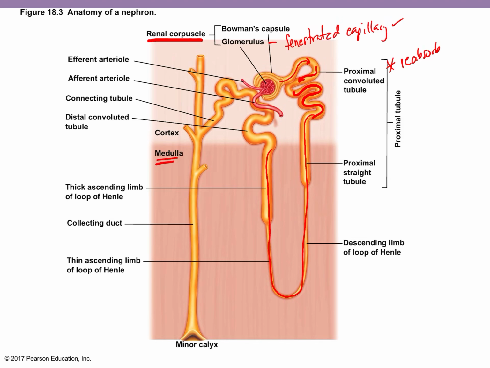That filtrate will then go down the loop of Henle, come back up the ascending limb of the loop of Henle. Keep in mind that loop of Henle is in the medulla of the kidney, and it has a very big role in, again, chapter 19, to help us concentrate our urine. And then there is the distal convoluted tubule where the filtrate moves through. Some more substances are reabsorbed here.